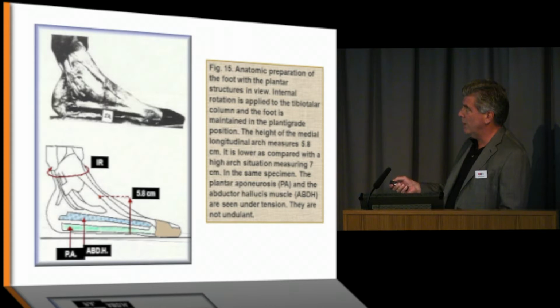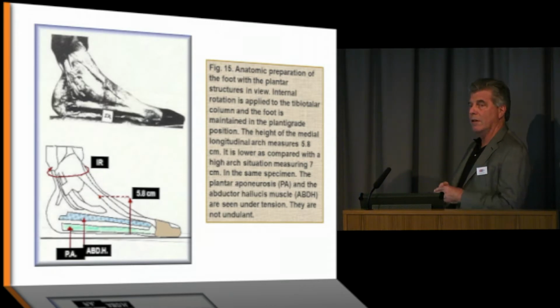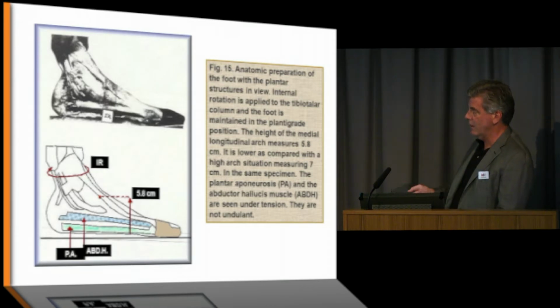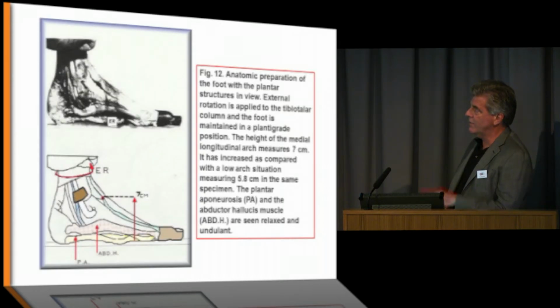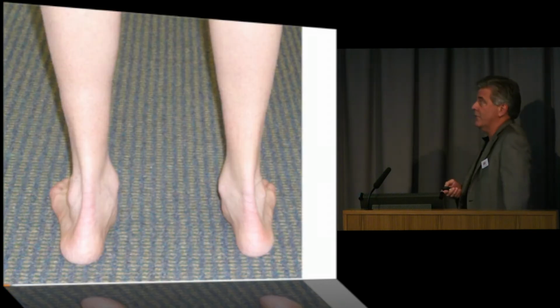As he internally rotated the leg, he observed, as he describes here on the right-hand side, that the plantar aponeurosis becomes taut, as does the abductor hallucis. He took that same cadaver and externally rotated the leg, which supinates the foot, and he noted that the plantar fascia became, as he says, loose or undulant. So this was pretty clear graphic evidence that as we pronate the foot by internally rotating the tibia, we cause overload or tension on the plantar fascia.